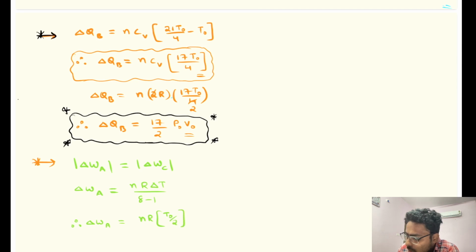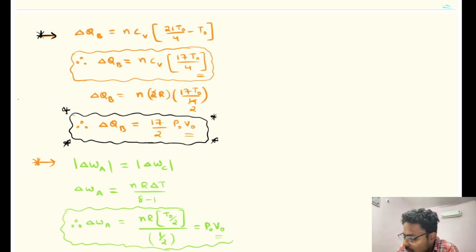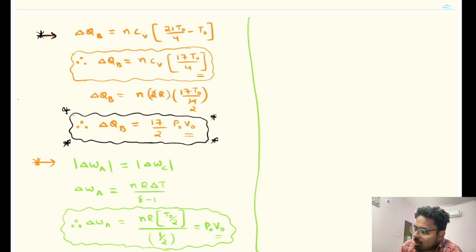Sir, if this is T naught by 2, gamma 1.5 minus 1 is what? 0.5, which is nothing but 1 by 2. So here I got nR delta T, nR T naught, which is nothing but P naught V naught. That means work done in compartment A, I got the value as P naught V naught. Once I got the work done in compartment A, now what can we find?